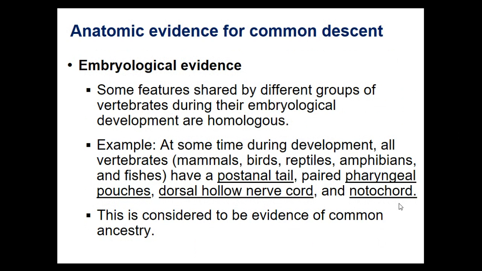Every vertebrate animal, so that's fishes, amphibians, reptiles, mammals, birds, they all have these four features at some point in their life, and in many cases, they only have them as embryos. But they disappear before the animal is born or hatched. So it's considered to be evidence that they all came from a common ancestor that had those four features.